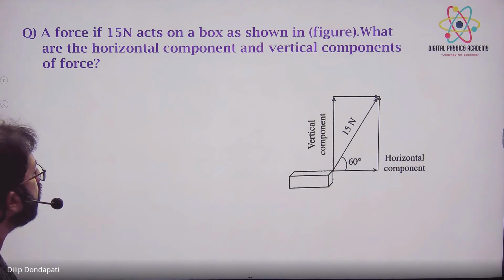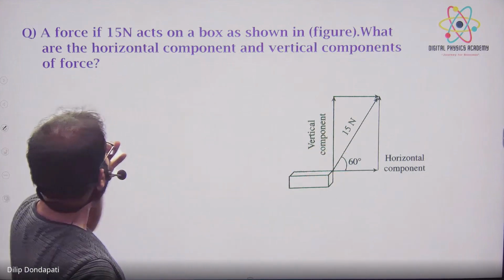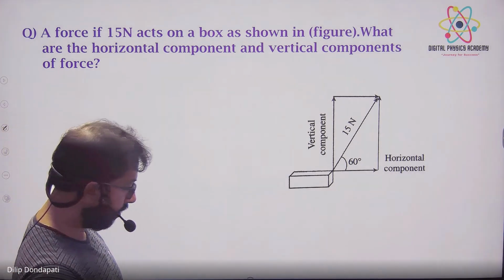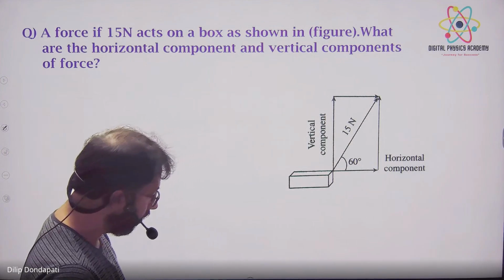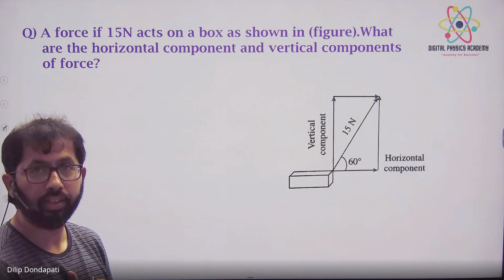A force of 50 newtons is acting at 60 degrees. What is the horizontal component and vertical component? So the horizontal will be 7.5, vertical will be 7.5 root 3.